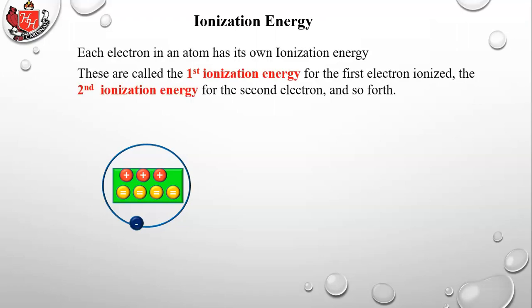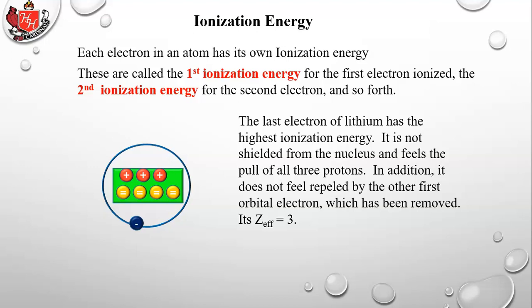Okay, and we've already read that. I'll move on. The last electron of lithium has the highest ionization energy. It is not shielded from the nucleus, just like the last one, and feels the pull of all three protons. But in addition, it does not feel repelled by the other first orbital electron. Remember, those two electrons are going to repel each other. So they're going to try to push each other out of the atom. But in this case, there's no second electron to do that. So in addition, it does not feel repelled by the other first orbital electron, which has been removed. It also has a Z effective of 3, but it doesn't have that other electron to try to push it out. So it has the highest ionization energy.